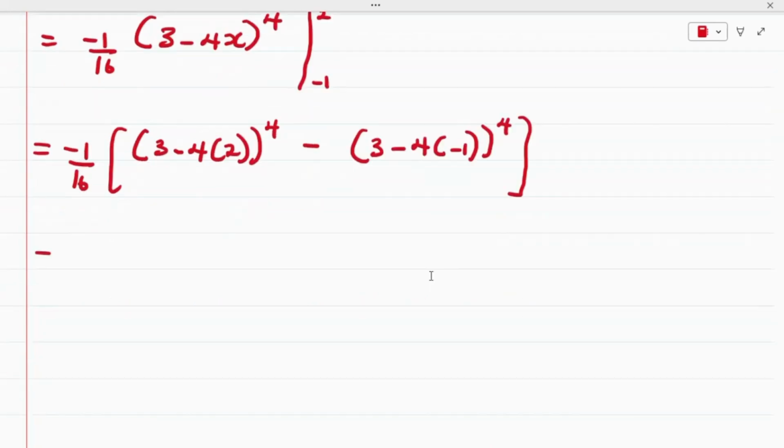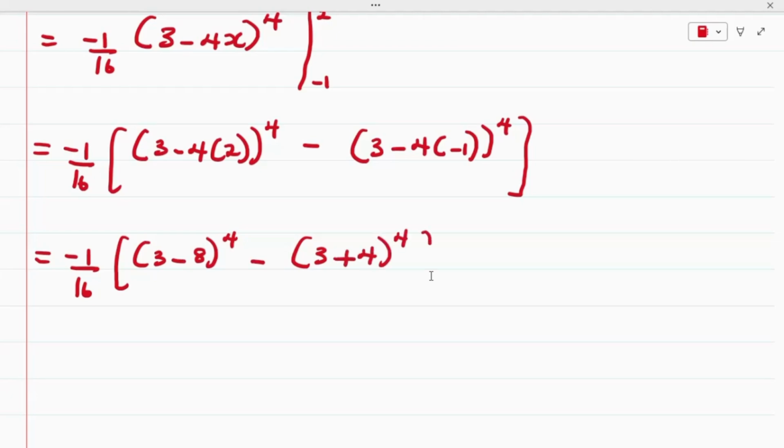So from here, we have negative 1 divided by 16 multiplied by 3 minus 4 multiplied by 2, which is 8, all to the power of 4, minus 3 minus 4 multiplied by negative 1, which gives us plus 4, all to the power of 4. So this is equal to negative 1 over 16 multiplied by 3 minus 8, which is negative 5, so we have minus 5 to the power of 4, minus 3 plus 4, which is 7, so we have 7 to the power of 4.